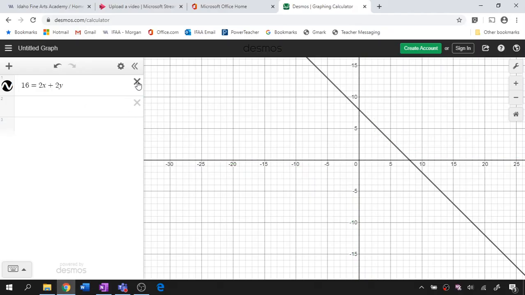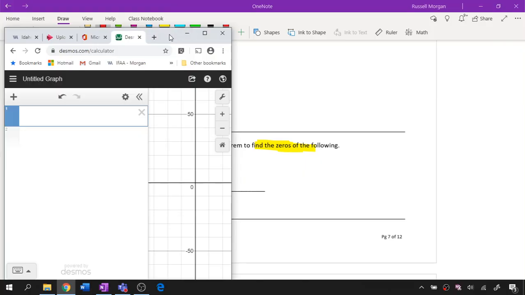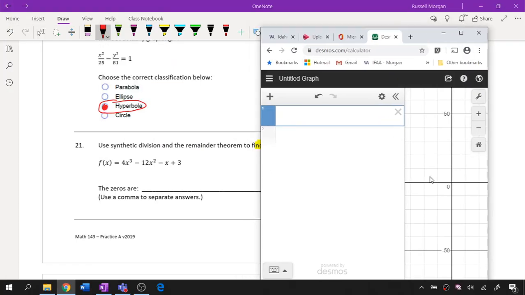Remember, our calculator can actually help us see the zeros because x-intercepts are the zeros. So let's graph this thing and see what kind of information we can find from it. Some people might say, oh, that's cheating. No, it's actually using our tools, our technology.